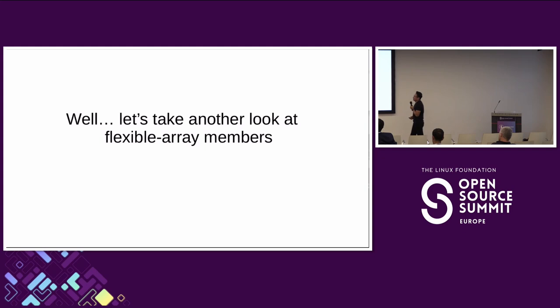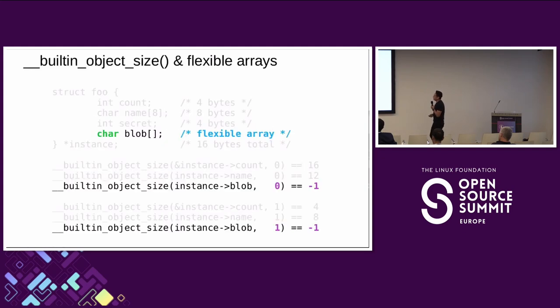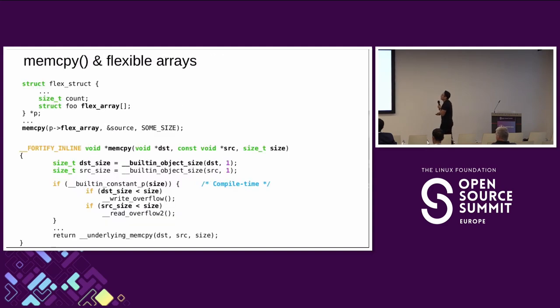Well, let's take another look at how __builtin_object_size works with flexible arrays. Again, if we use either __builtin_object_size in mode 0 or in mode 1, we are going to get the same result for the case of flexible array members, right? This builtin function simply doesn't know how big this array is. So let's see how memcpy behaves when we want to write data into a flexible array member. Here at the top, we have a flexible structure, we have our flexible array, and we are writing something into this array, right?